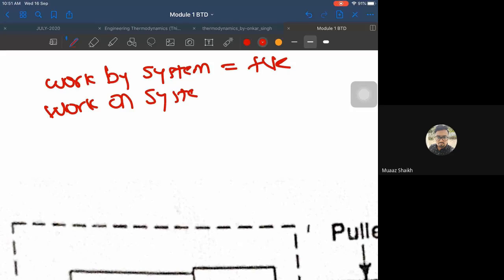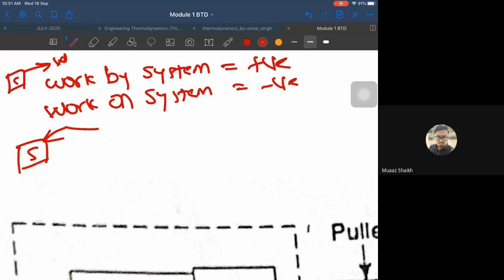Work done by the system means there is a system and you are extracting work. Work done on the system means there is a system and you are inputting work into the system. So this is how it is. Hope everyone is clear with this. Now we shall see the thermodynamic definition of work.